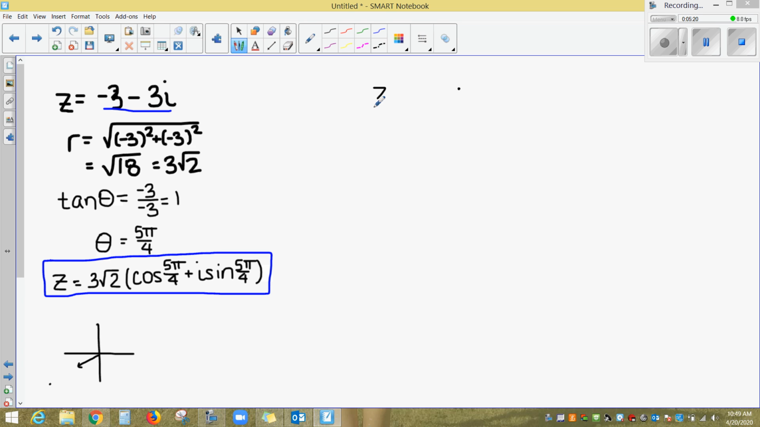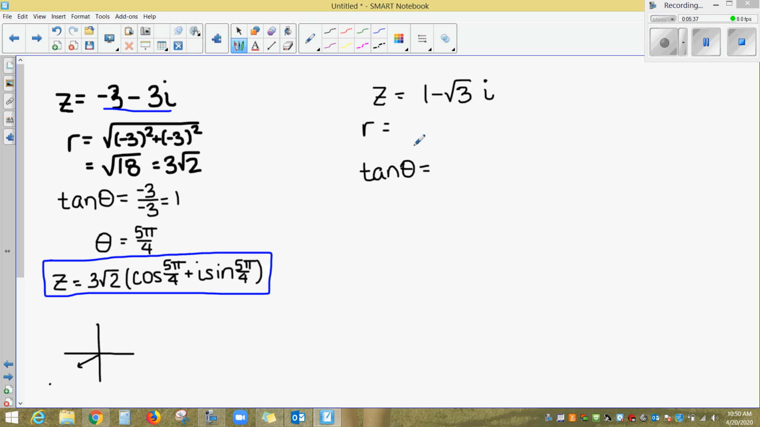So let's say that z is equal to 1 minus the square root of 3i. At your desk, I want you to find the r. I want you to find the theta, starting with tangent of theta.